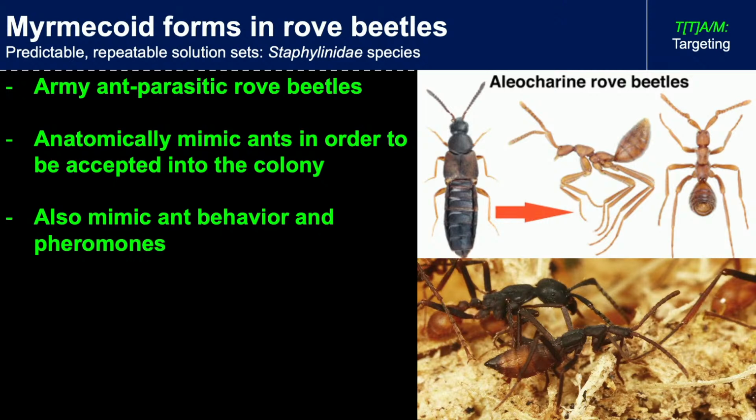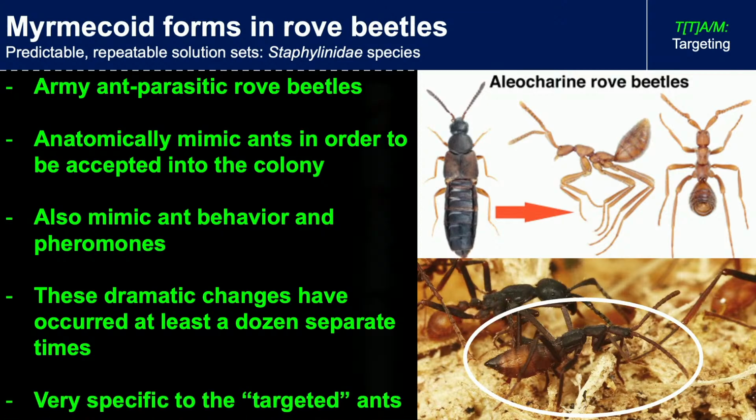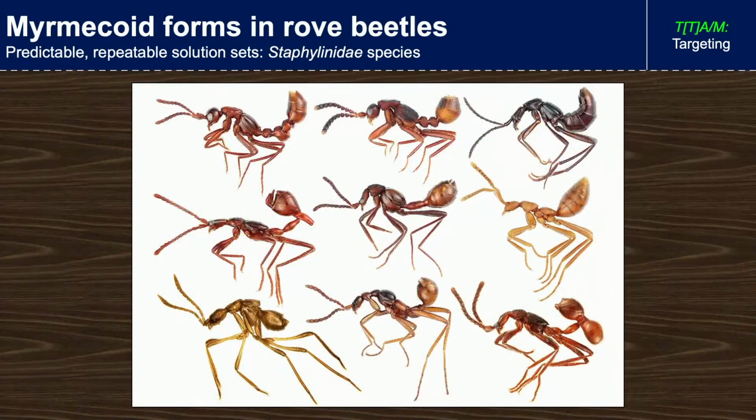Well, let me help you. There's the rove beetle. So they're amazing at mimicking the anatomy of ants in order to prey on them. And these kind of changes have happened at least a dozen separate times. And they're very specific to the target ant, such that they identified in this study 9 different variations of that same rove beetle, depending on which ants they are preying on. Those are all the same thing, all rove beetles. Look totally different.